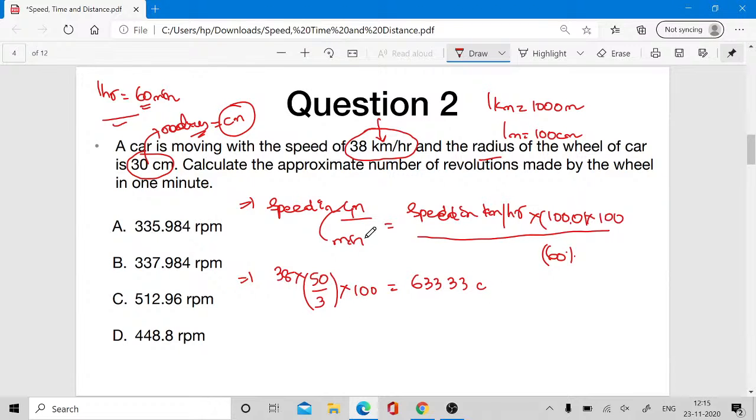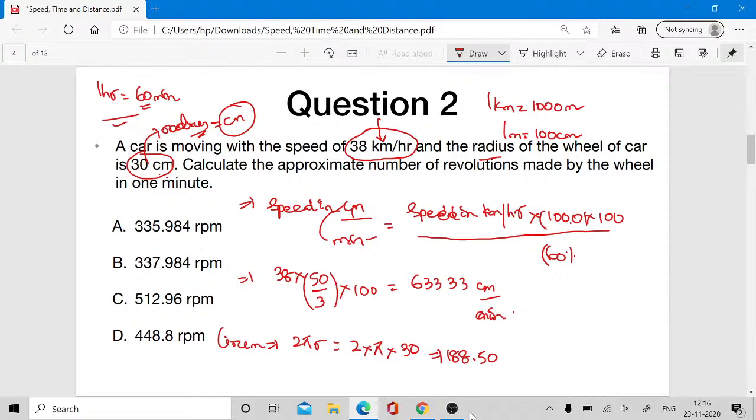And what is the thing I have done here? It is centimeter per minute. Now I have been given the radius, right? You know the circumference of the circle. What is the circumference of the circle, people? It is 2 pi r. Do I know the radius r? Yes. So this will be 2 into pi into 30. I will get the answer as 188.50.